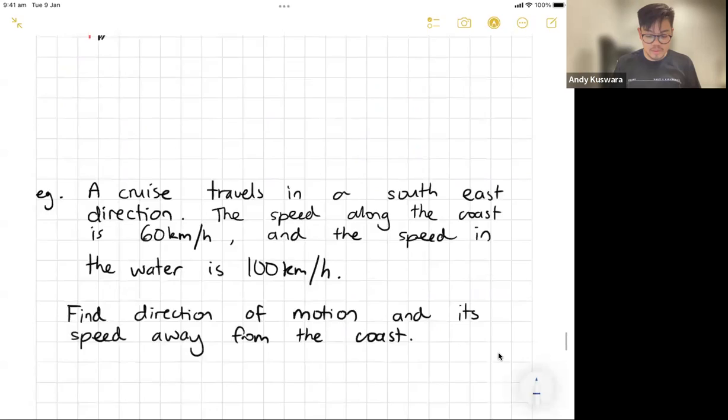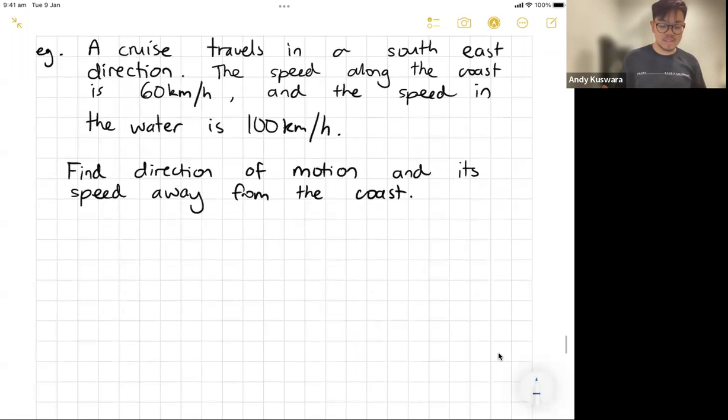Let's continue on using this idea. Now this one is where we start to work with velocity. We're no longer working with just a position, we're actually working with speeds. Good news is, same deal, we're going to use projections to help us out. A cruise ship travels in a southeast direction. The speed along the coast is 60 kilometers per hour, and the speed in the water is 100 kilometers per hour. I know that's confusing, we'll talk about that. The question is: find the direction of motion and its speed away from the coast.